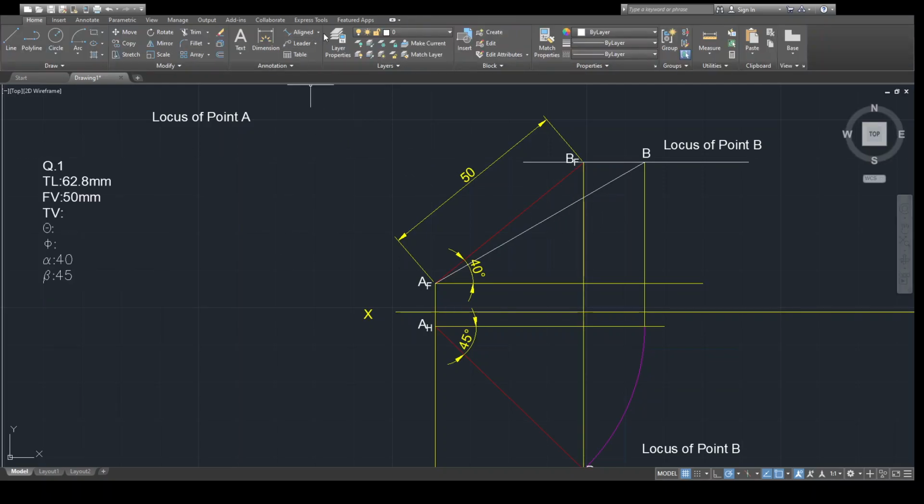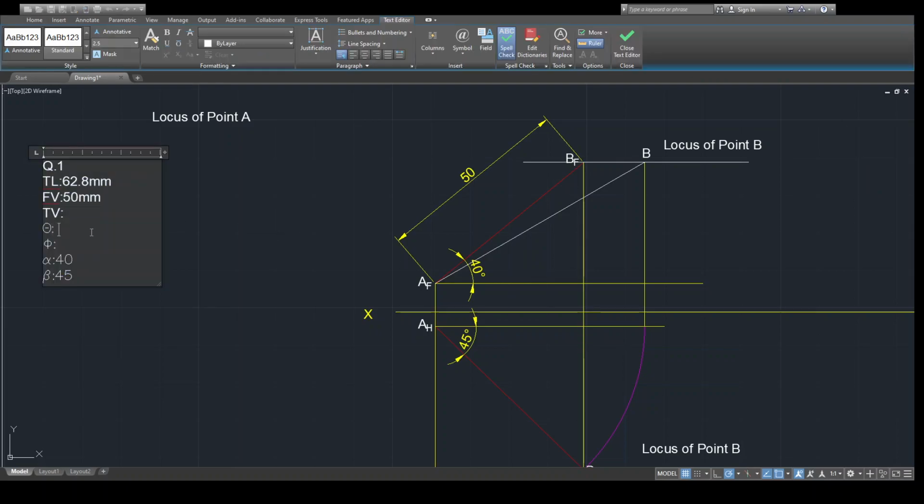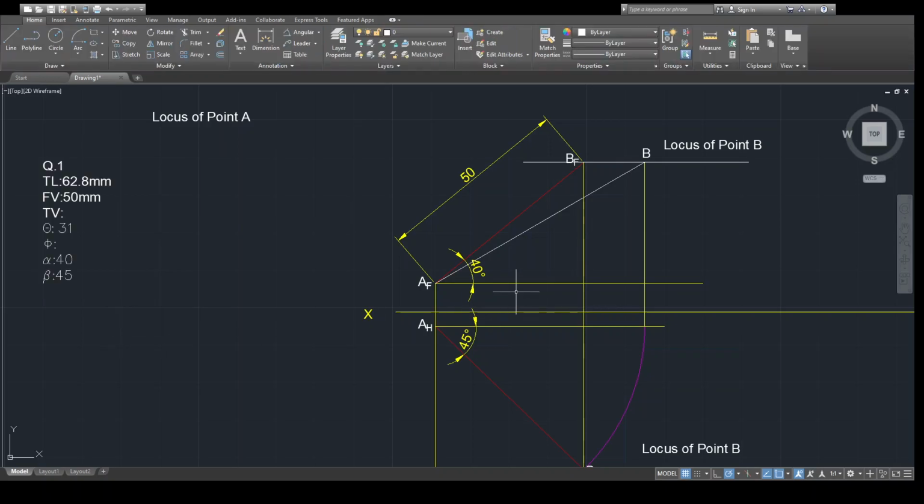What about theta? 31 degree, but do not show in the drawing. Remember, apparent inclination is 40 degree and true inclination is 31. So that's why I told you apparent inclinations are always higher than the true inclinations, and apparent lengths are always smaller than the true lengths. Front view length is 50 mm, whereas true length is 62.8 mm. So you can see it here.